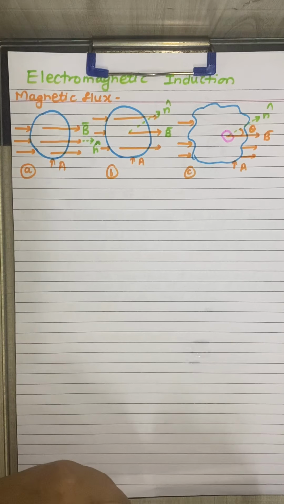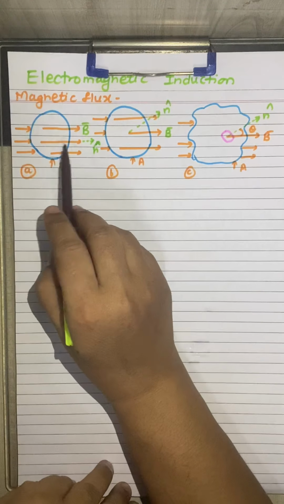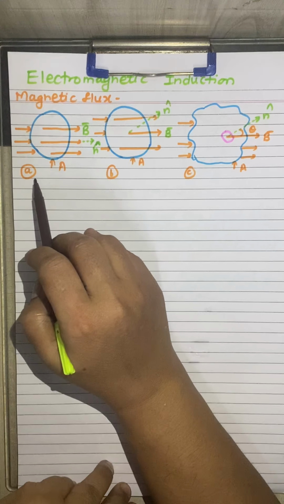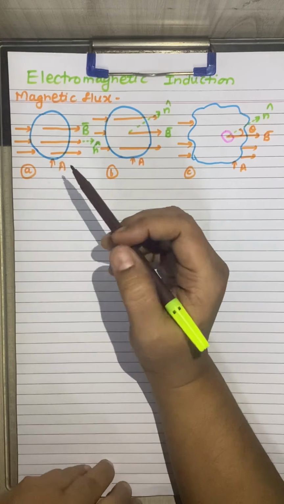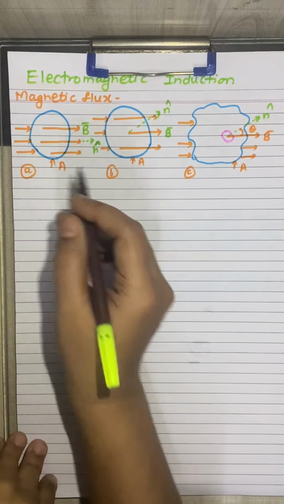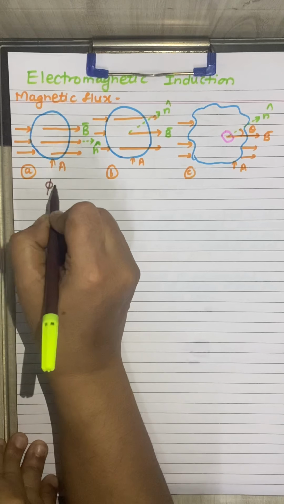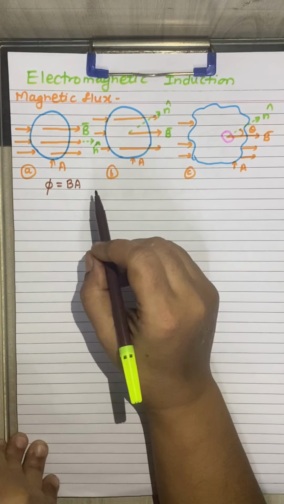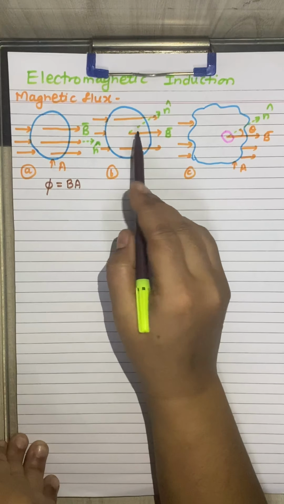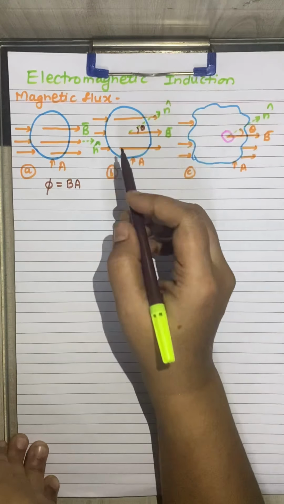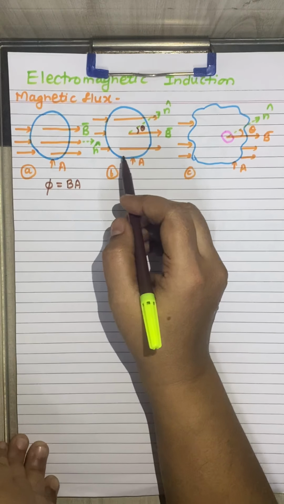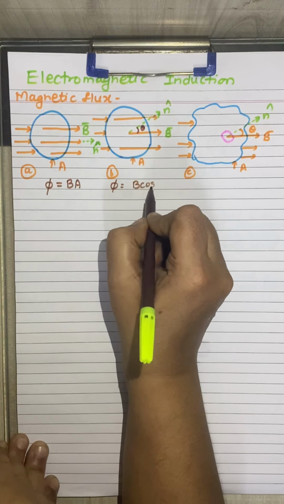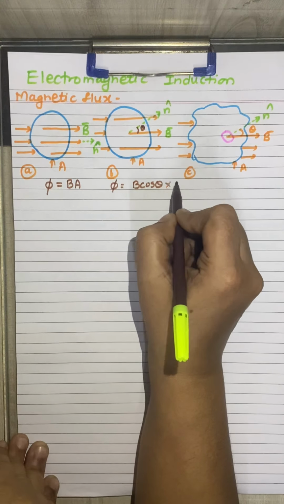Now if a uniform magnetic field B passes normally through a plane surface of area capital A, as shown in this diagram, we can see that the magnetic flux through this area is given by the formula phi is equal to BA. Okay, and if the field makes an angle theta with respect to the normal, as you can see here, then we can write the formula as phi is equal to B cos theta into A.